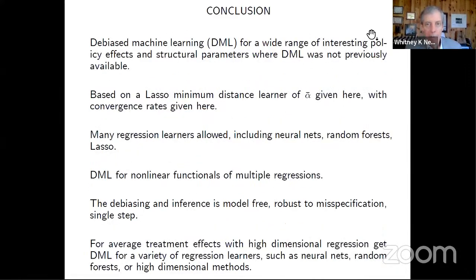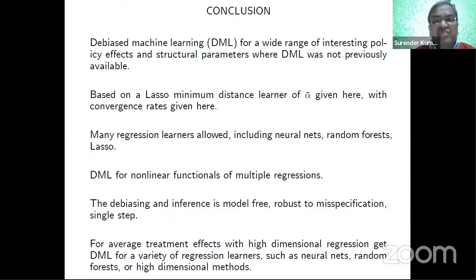Let me just summarize. We have debiased machine learning. We've given how to do that for a wide range of interesting policy effects and structural parameters where debiased machine learning was not previously available. It's based on a lasso minimum distance learner of alpha with convergence rates given in the paper. Can use any regression learner, neural nets, random forest, lasso. In the paper, we do nonlinear functionals of multiple regressions, and the debiasing inference is model-free, robust to the specification, and single step. Anyway, so that's what this paper does.